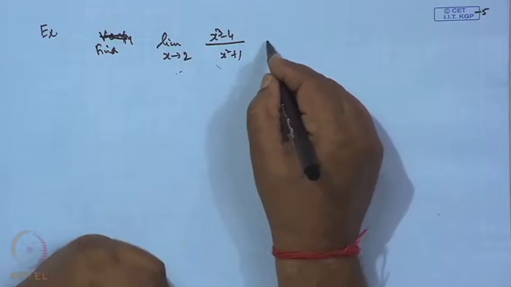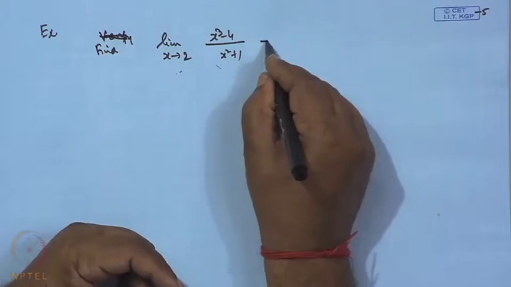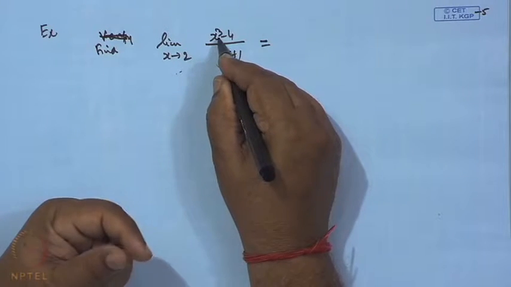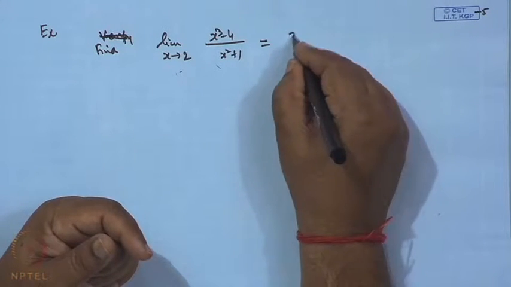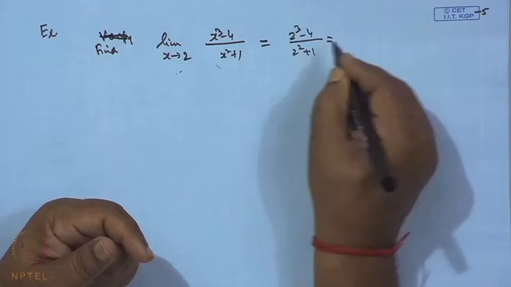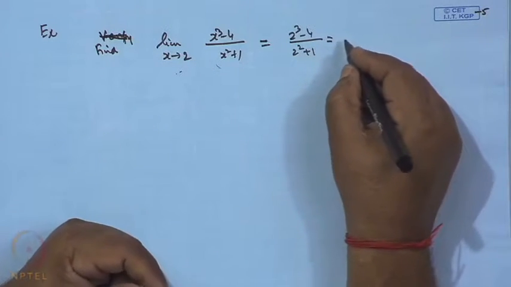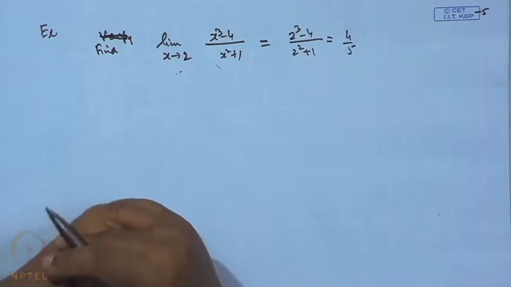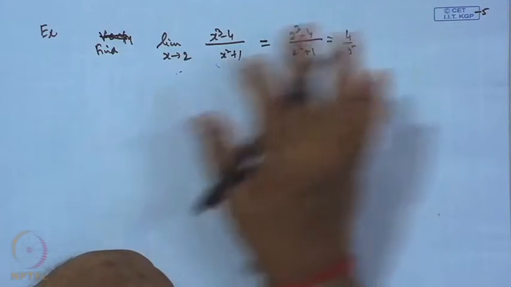So, when getting the limit of this function, substitute x tends to 2, it will go to 2 cube minus 4 over 2 square plus 1, and that comes out to be 4 by 5. So just substitute it, provided everything goes well.